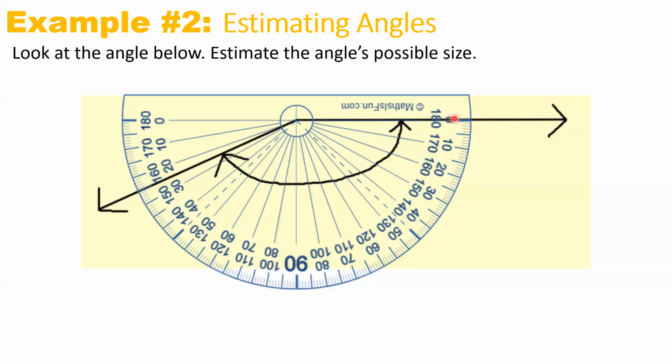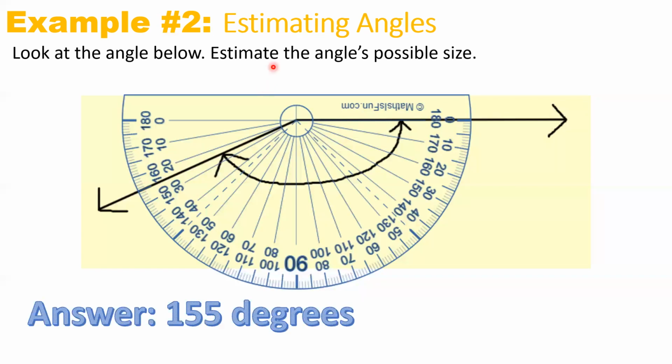So this is zero, 10. Come with me. Zero, 10, 20, 30, 40, 50, 60. Have we arrived yet? No. 70, 80, 90, 100, 110, 120. Have we arrived yet? No. 130, 140, 150, 155. Very good. Whoever said 155 was spot on. 155 degrees. A lot of people said 155.